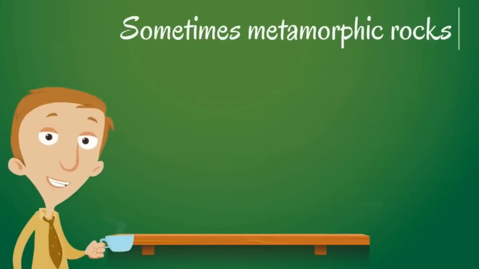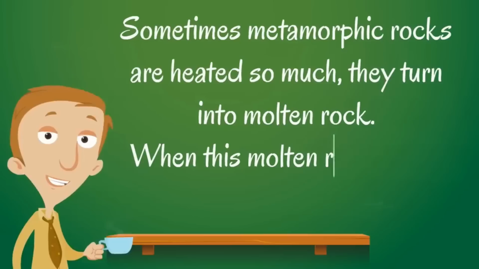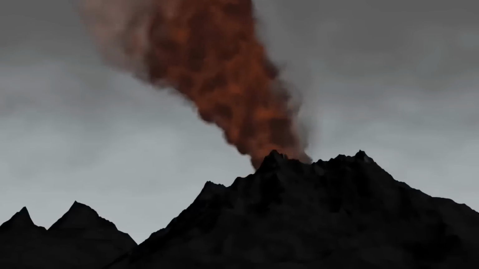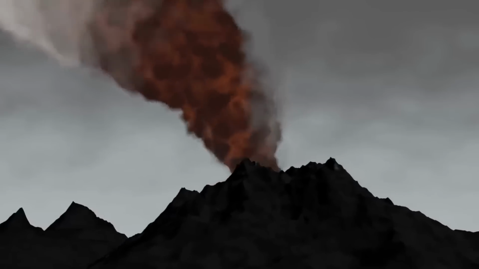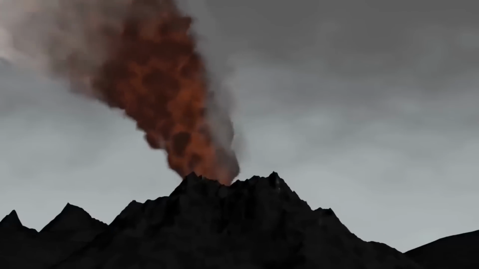Sometimes metamorphic rocks are heated so much they turn into molten rock. When this molten rock cools, it becomes an igneous rock. That's pretty cool. A common place for igneous rocks to form is a volcano. The lava that erupts out of a volcano cools, but the magma below a volcano can cool as well, forming igneous rocks.